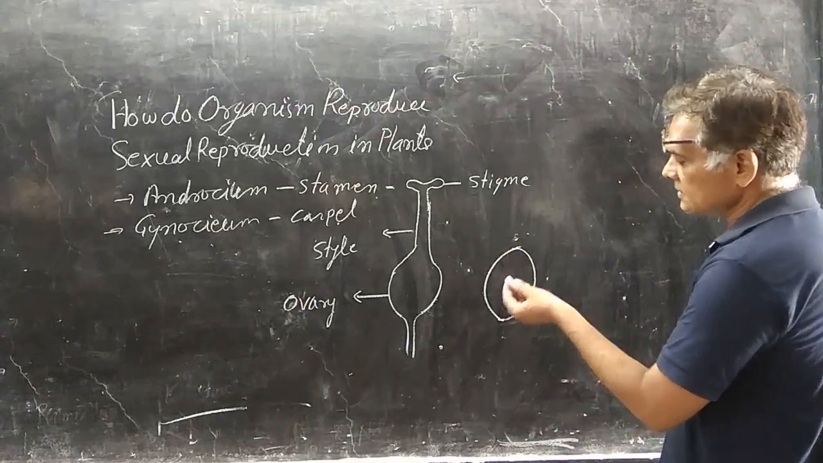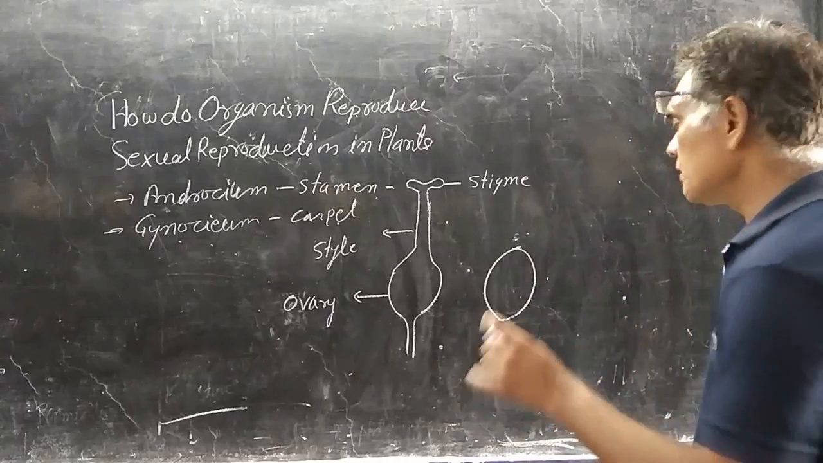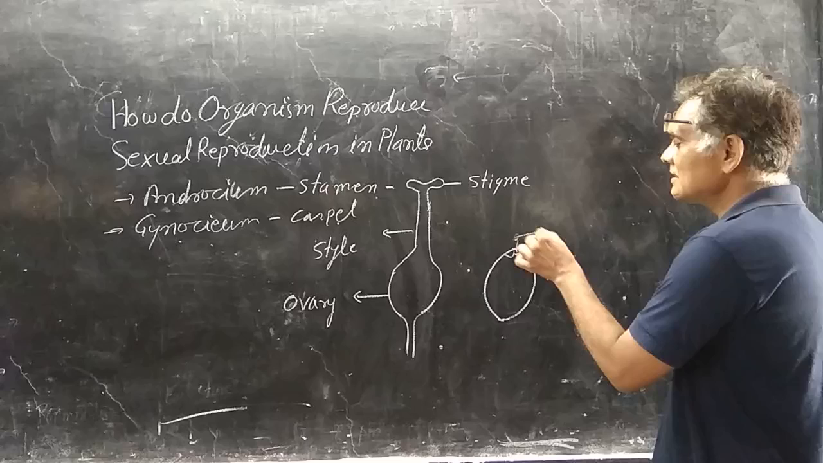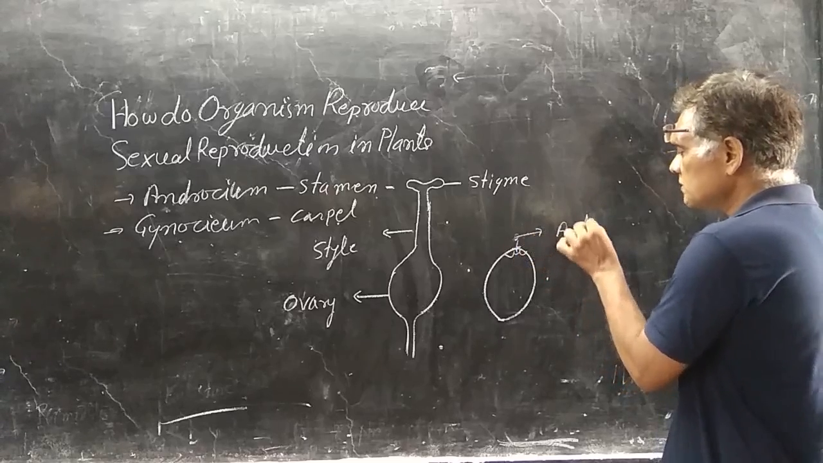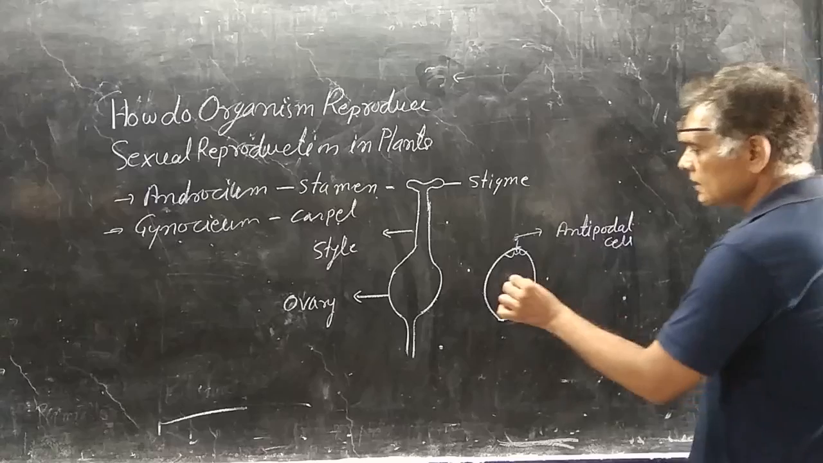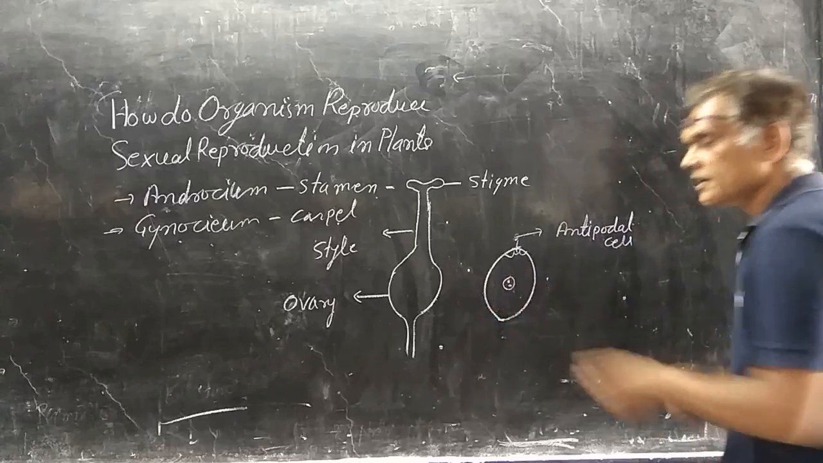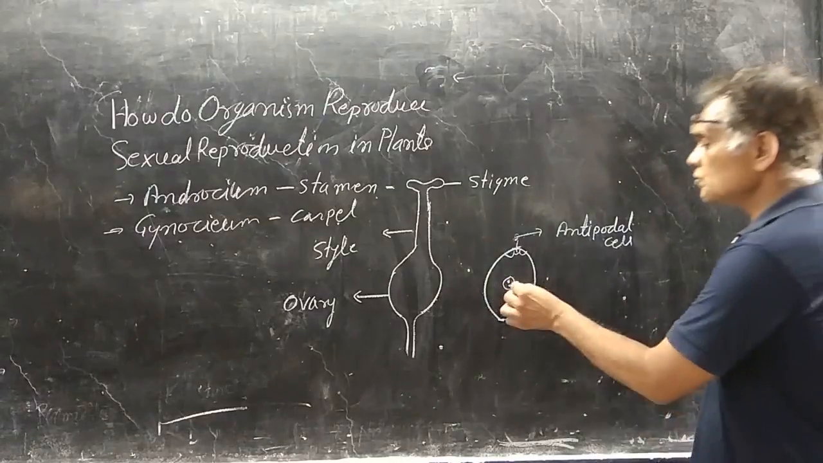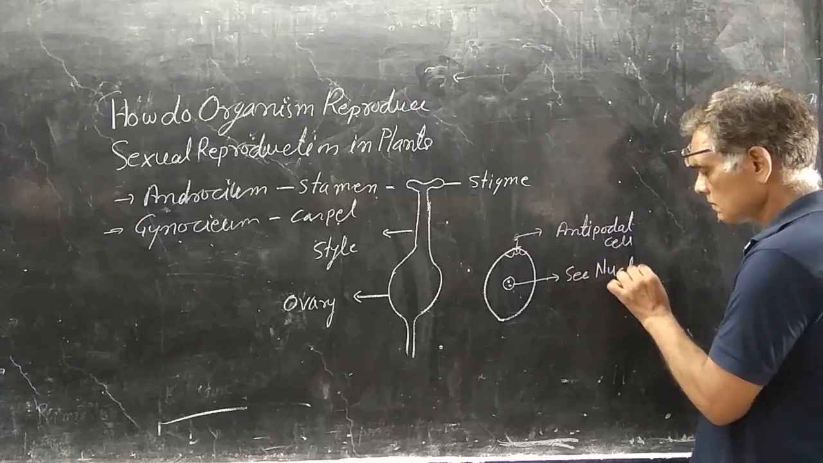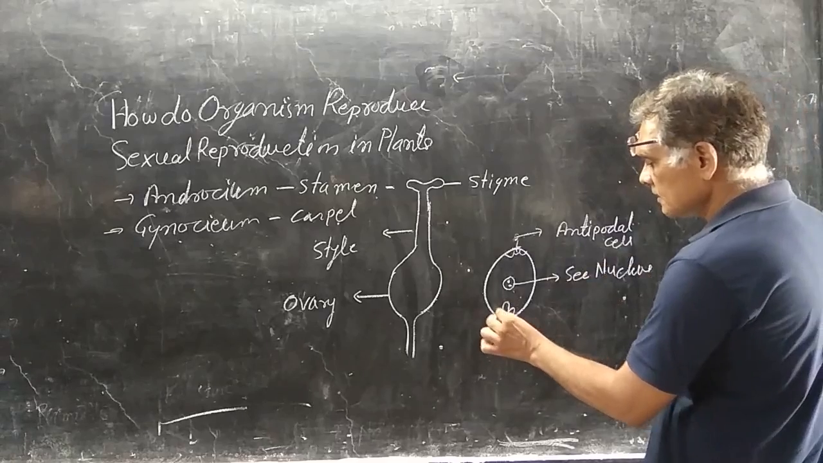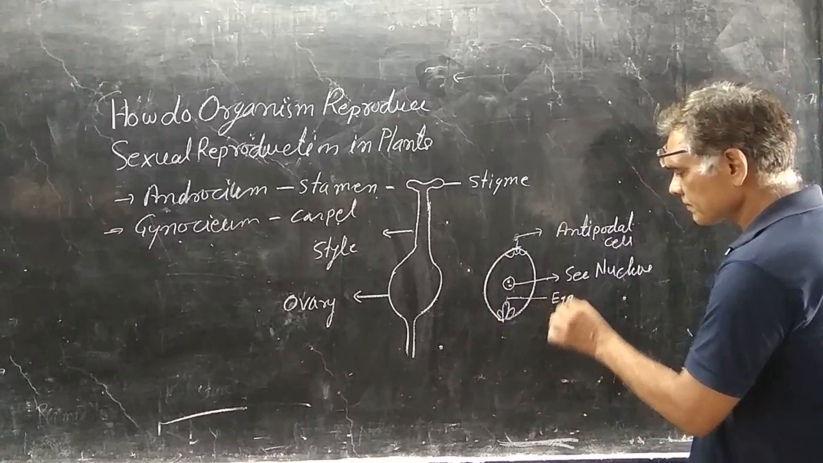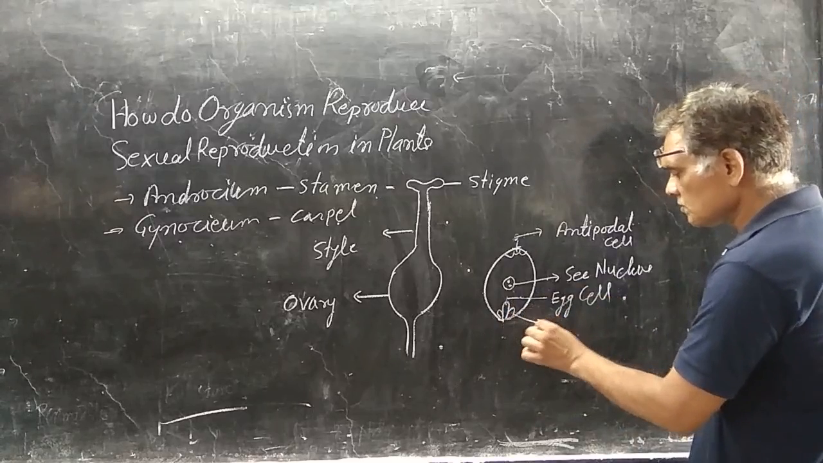If we see the typical structure of the ovule, in the ovule the 3 cells present on this side are known as antipodal cells. A single cell present at the center contains 2 nuclei. These 2 nuclei are known as the secondary nucleus. And 3 cells are present on this side. Out of these 3 cells, the central cell is known as the egg cell, and the other 2 cells are known as synergids.